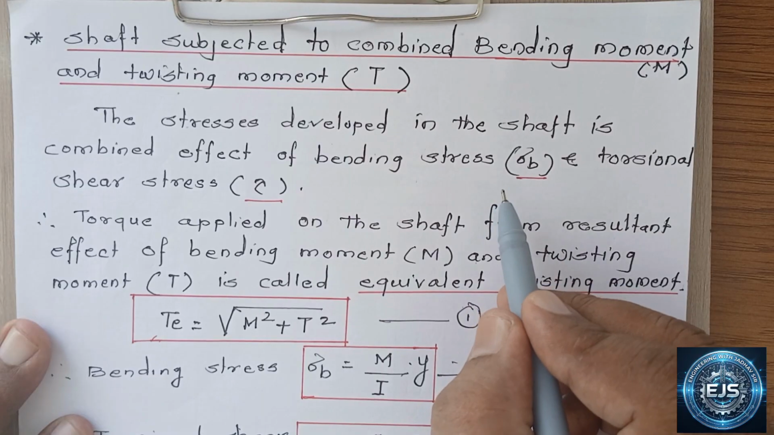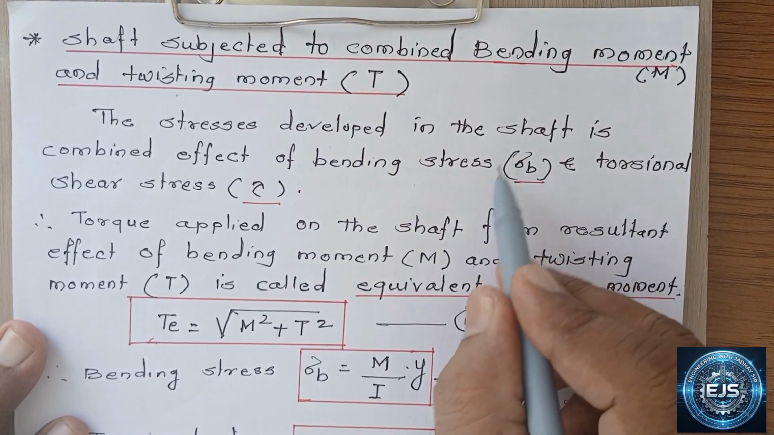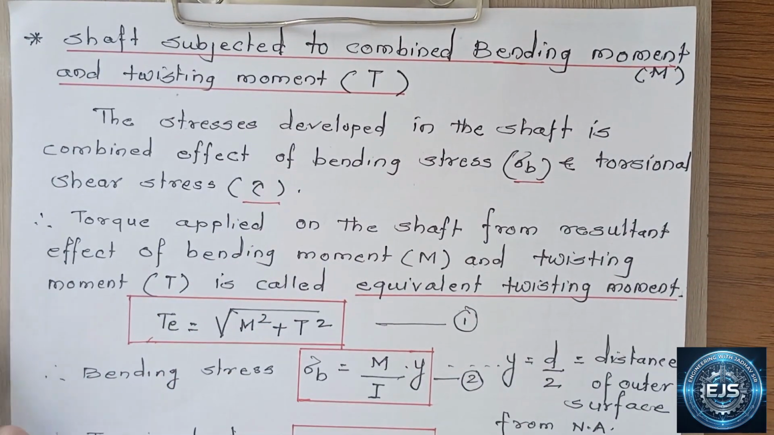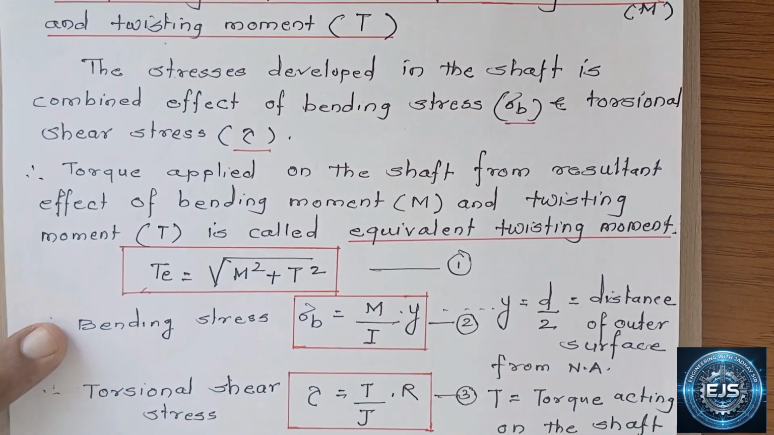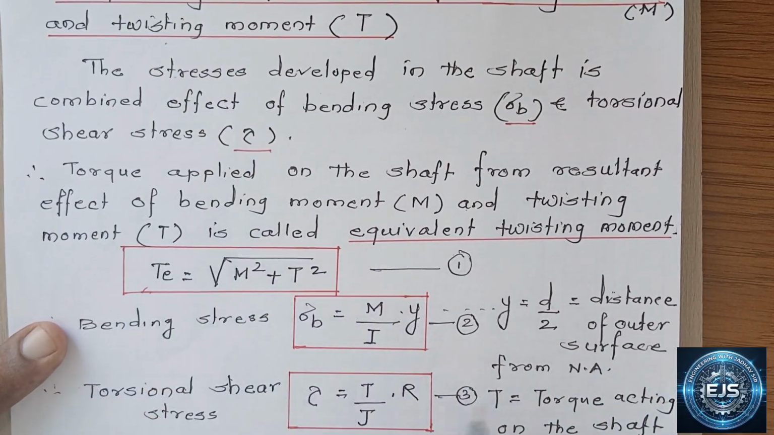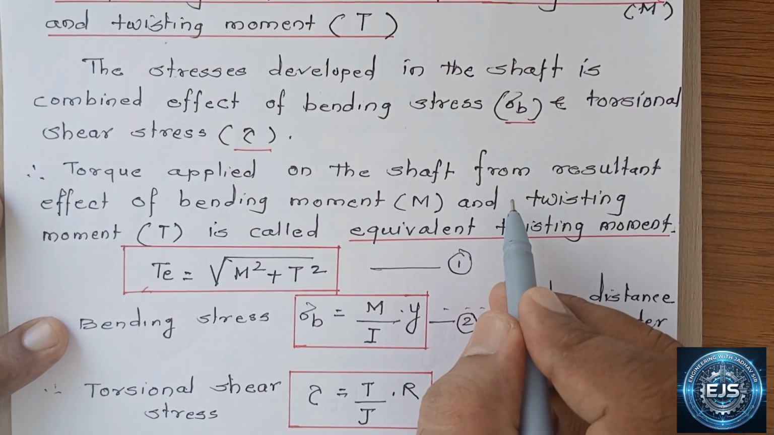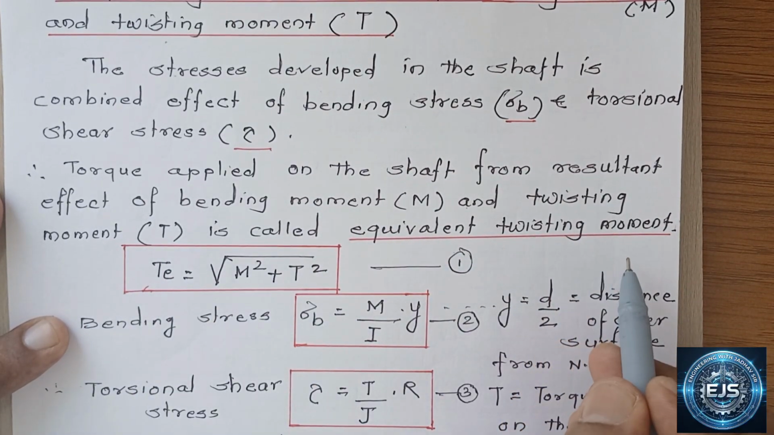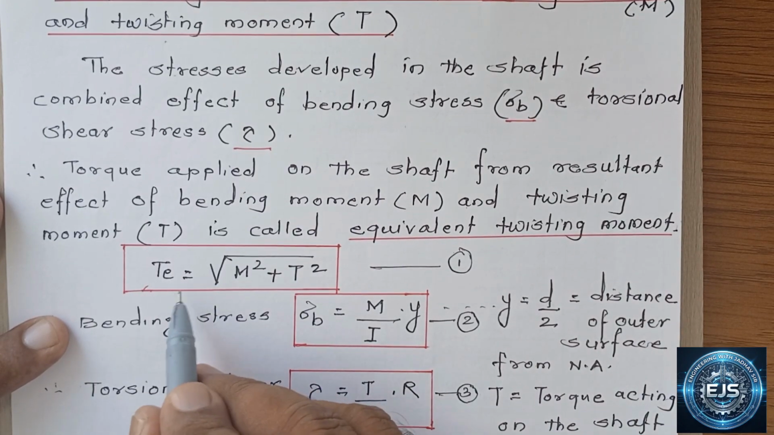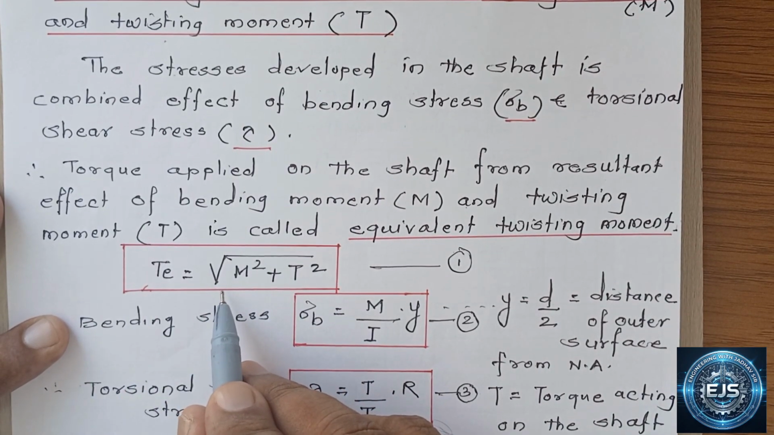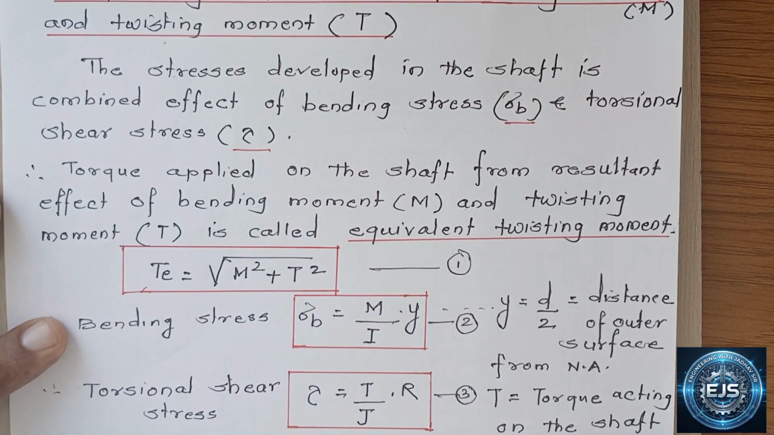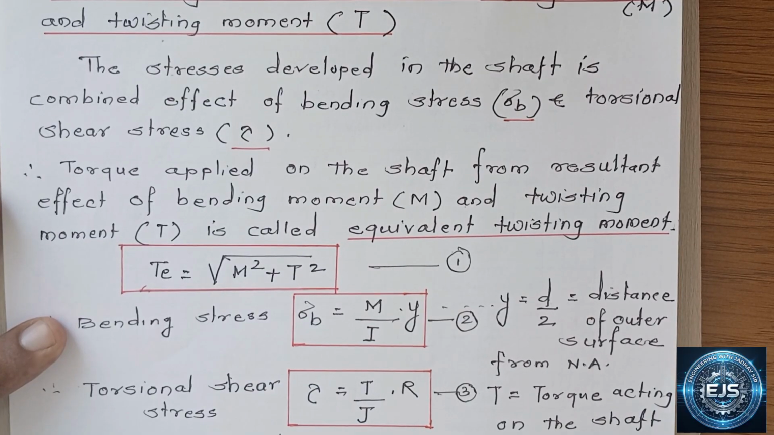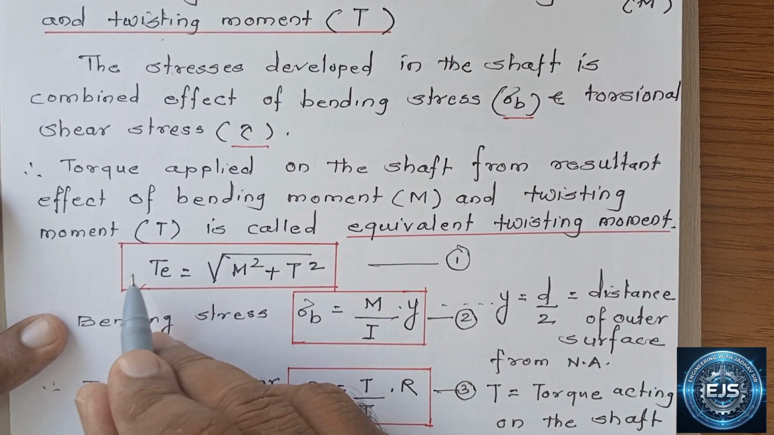Under the action of the vertical load, the shaft gets bent. So, bending stress is developed in the shaft, and while transmitting torque, it is subjected to torsional shear stress. So, torsional shear stress tau is developed in the shaft cross section. The torque that is applied on the shaft from the resultant effect of bending moment M and twisting moment T is called the equivalent twisting moment or equivalent torque. So equivalent torque acting on a shaft is calculated by this formula, that is root of M square plus T square, where M is nothing but the bending moment acting on a shaft, T is nothing but the torque transmitted by the shaft.